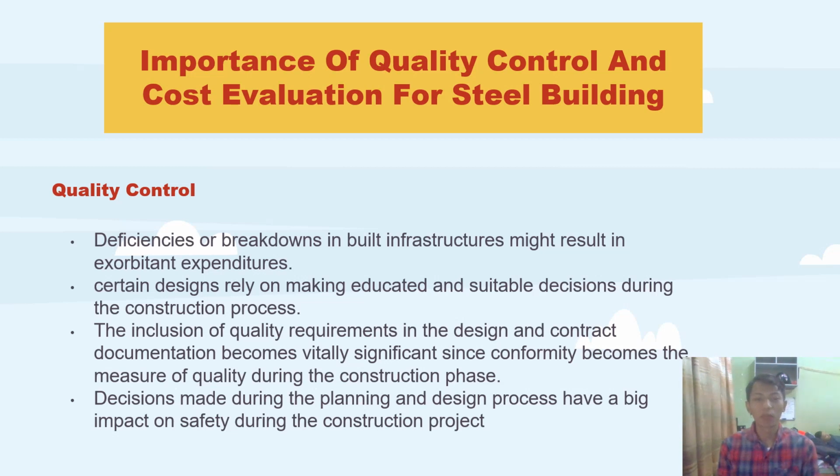Today I will tell you about the importance of quality control and cost evaluation for steel buildings. For project managers, quality control and safety are becoming increasingly critical concerns. Deficiencies or breakdowns in both infrastructures might result in exorbitant expenditures. Events like flaws may necessitate reconstruction, putting the facility's operation at risk. As a result, there will be higher prices and delays. In the worst case scenario, failures could result in personal injury or death.